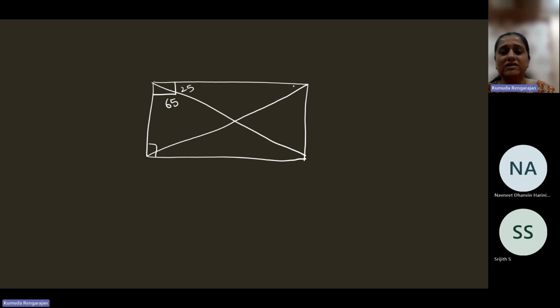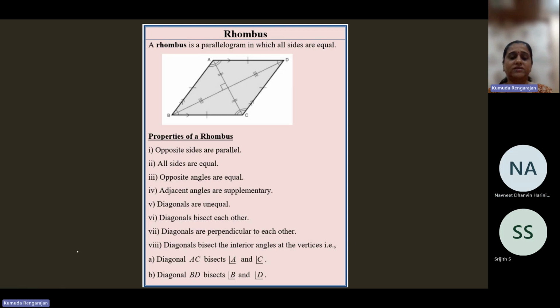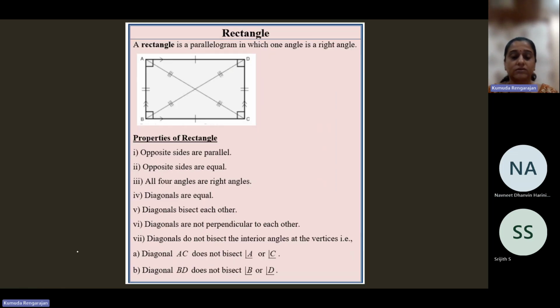Everywhere, the corner angles are not bisected. The corner angles are 90 degrees, but the diagonals, they don't bisect the corner angles. So it will not be 45, 45 anywhere. That's about a rectangle. Okay, and I've shared these properties.